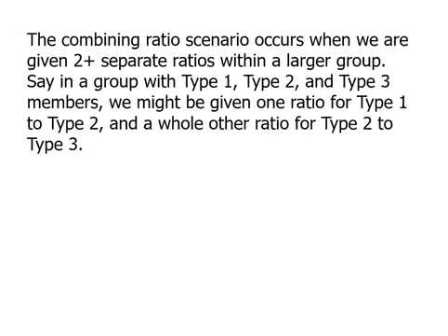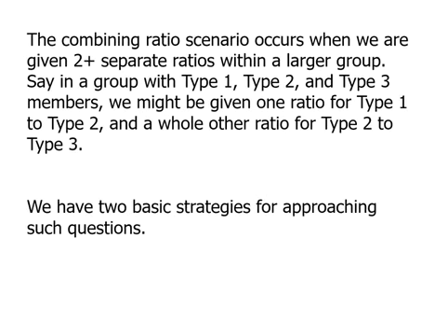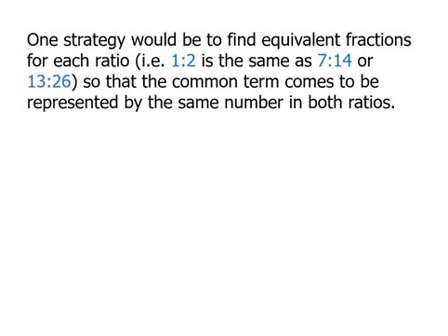The combining ratio scenario occurs when we are given two or more separate ratios within a larger group. Say in a group with type 1, type 2, and type 3 members, we might be given one ratio for type 1 to type 2 and a whole other ratio for type 2 to type 3. We have two basic strategies for approaching such questions. One strategy would be to find equivalent ratios. So for example, a ratio of 1 to 2 is equivalent to 7 to 14 or 13 to 26. And we'd adjust the equivalent ratios so that the common term, the one that corresponds to the same category in the two different ratios, is represented by the same number.